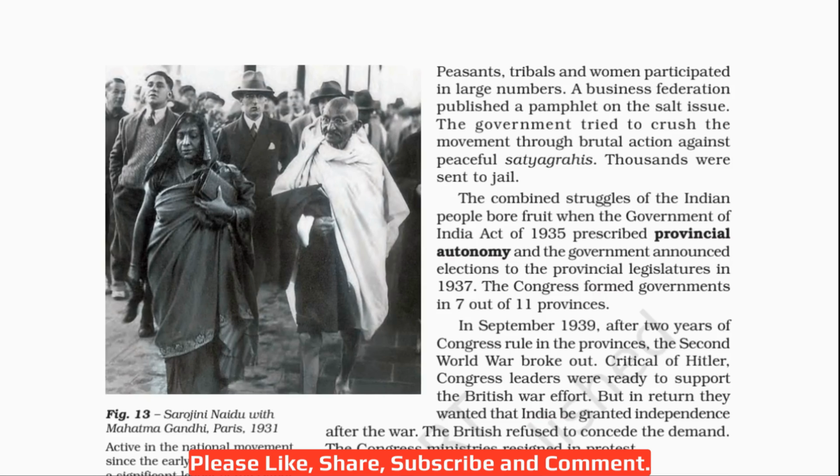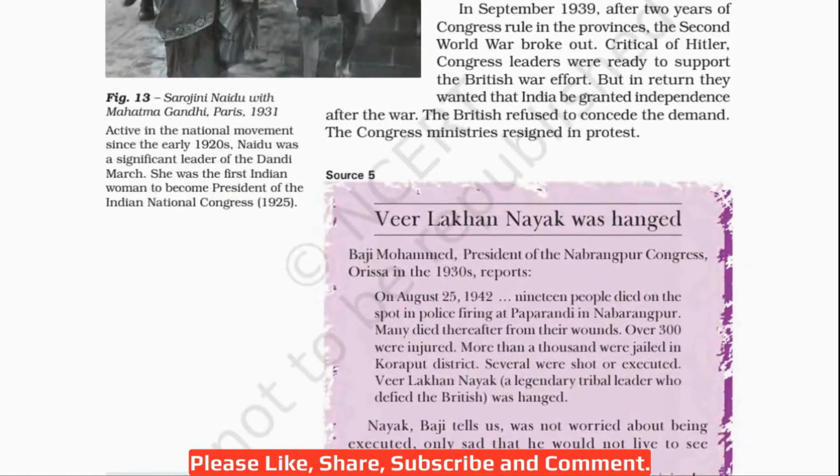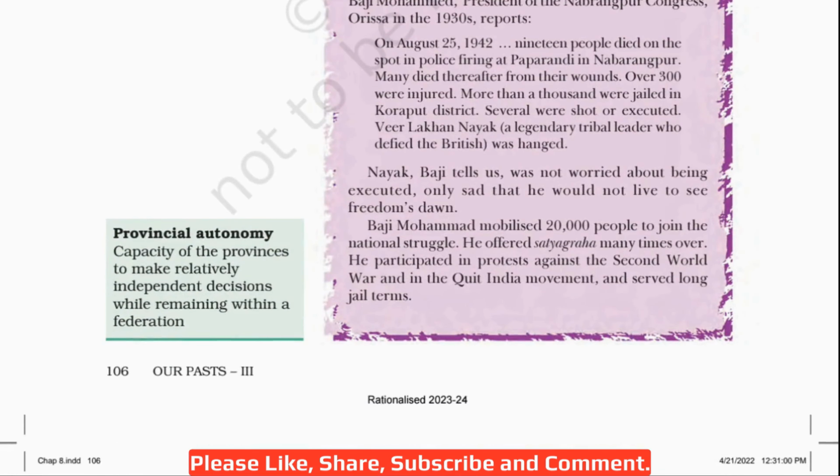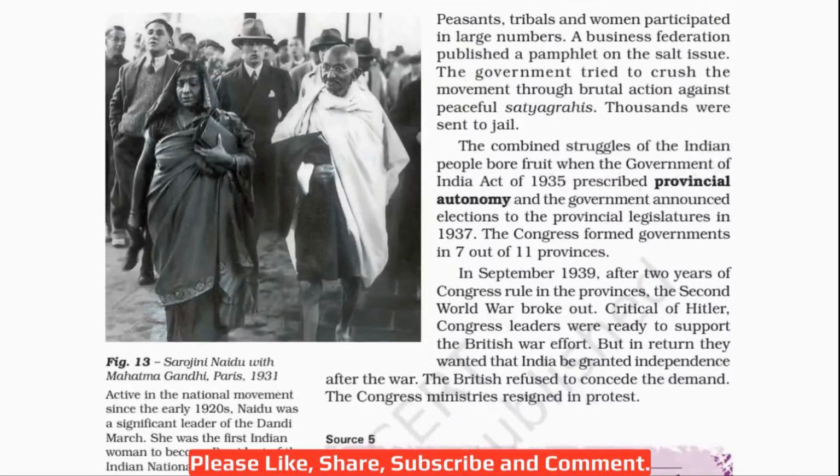Now the government was taking action against these satyagrahis. The combined struggles of the Indian people bore fruit when the Government of India Act of 1935 prescribed provincial autonomy, and the government announced elections to the provincial legislatures in 1937. Now, what is provincial autonomy? It is the capacity of the provinces to make relatively independent decisions while remaining within a federation.